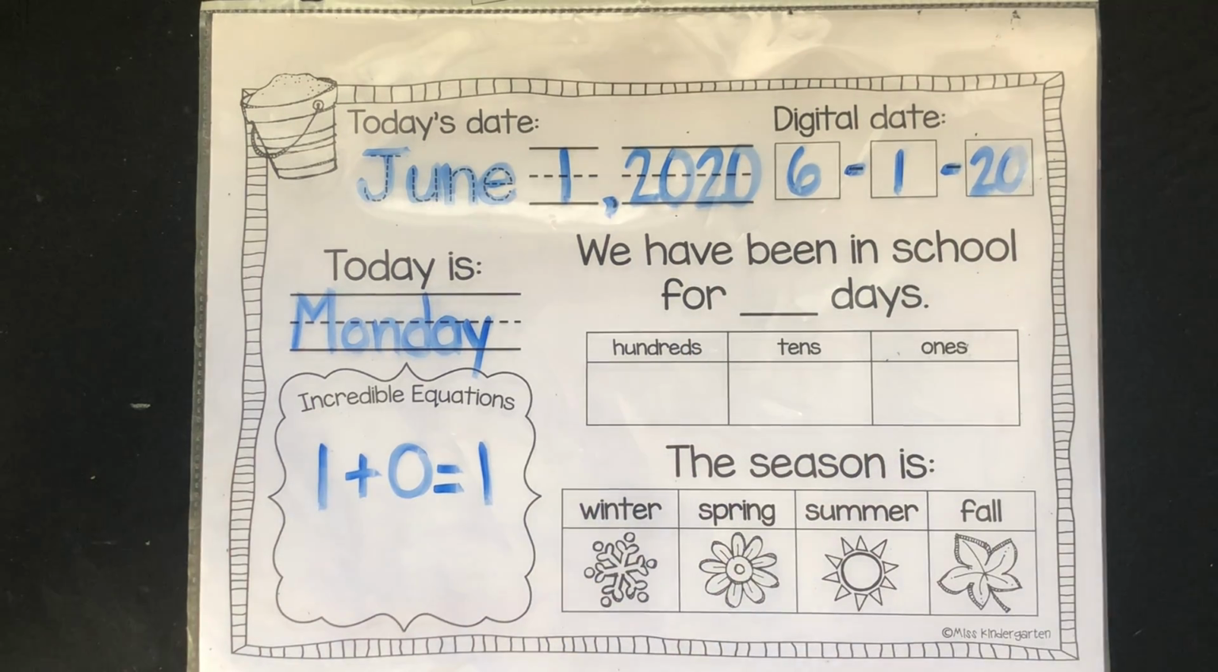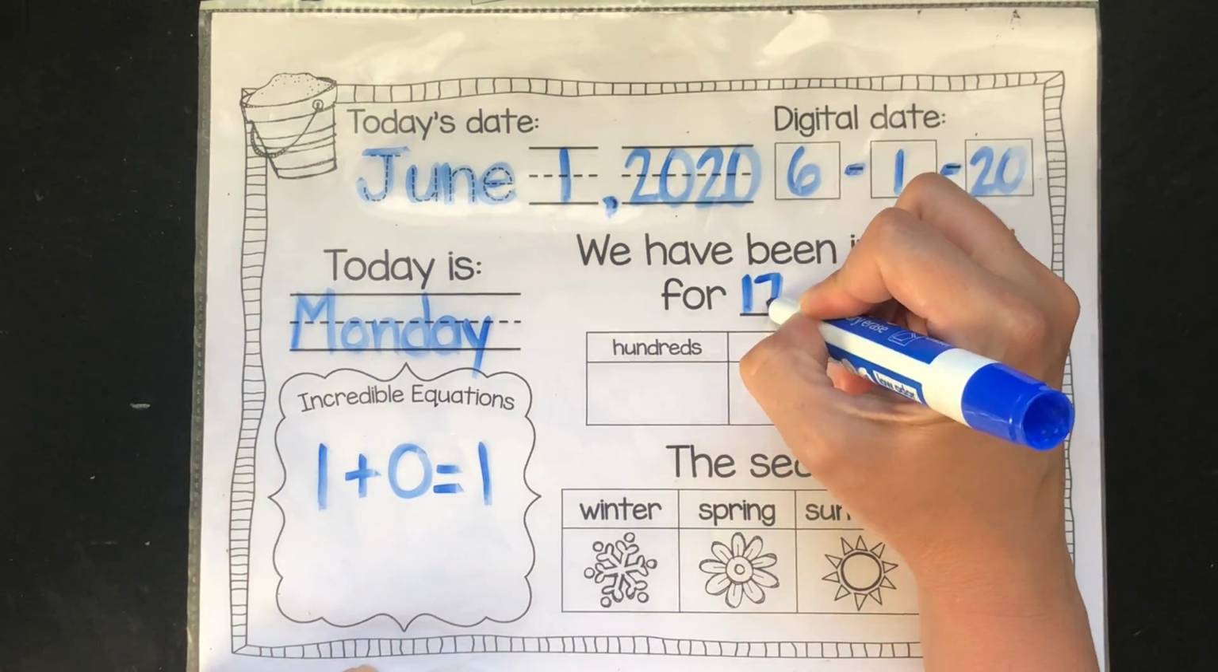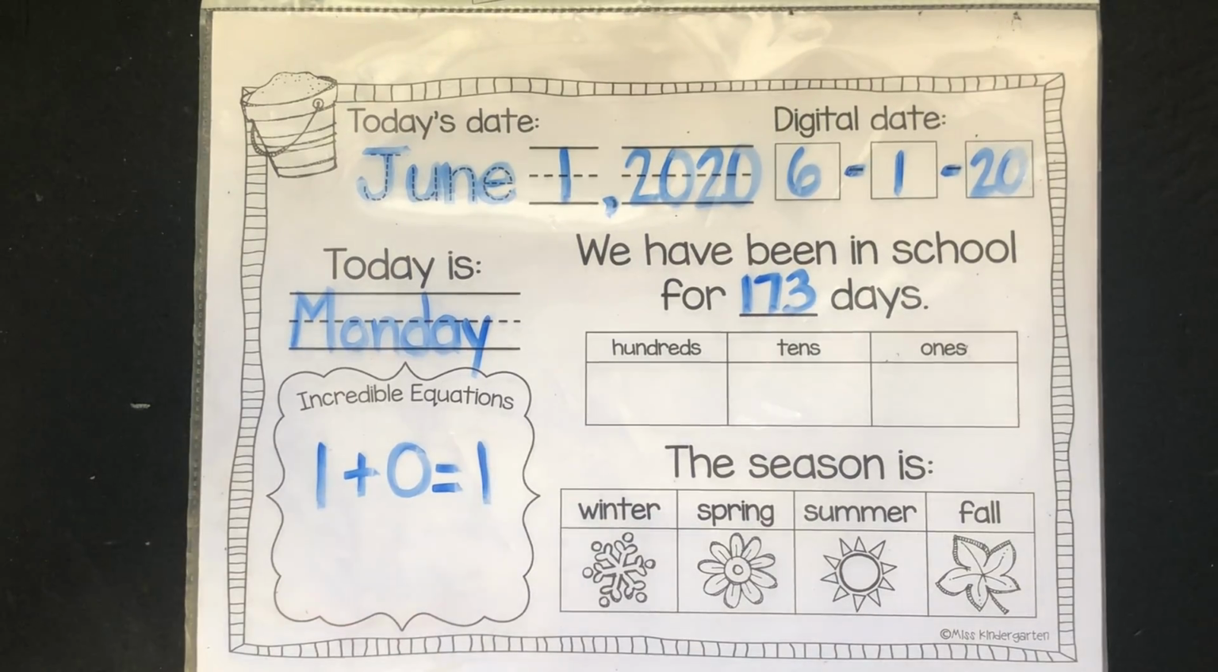We've been in school for. That's how many days smarter we are. Now, when we were last together, love bugs, you were 172 days smarter. So we're going to count up from there. We start at 172. We go up to 173. Excellent. We're going to take that number and break it down.